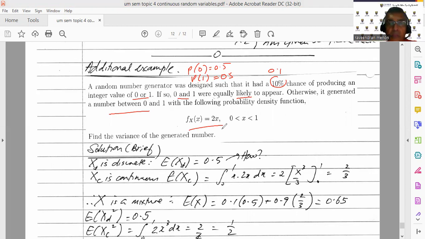Okay, so because they tell you that there's a 10% chance of producing an integer value of 0 or 1. Now, if so, 0 and 1 will be equally likely. So then you must know the probability of 0 will be 0.5. The probability of 1 will be 0.5. Equally likely, right? Otherwise, it generated a number between 0 and 1 with some density function. And you're asked to find the variance. Okay, so just to remind you, actually I don't have to because I think you are pretty good at this by now. Okay.